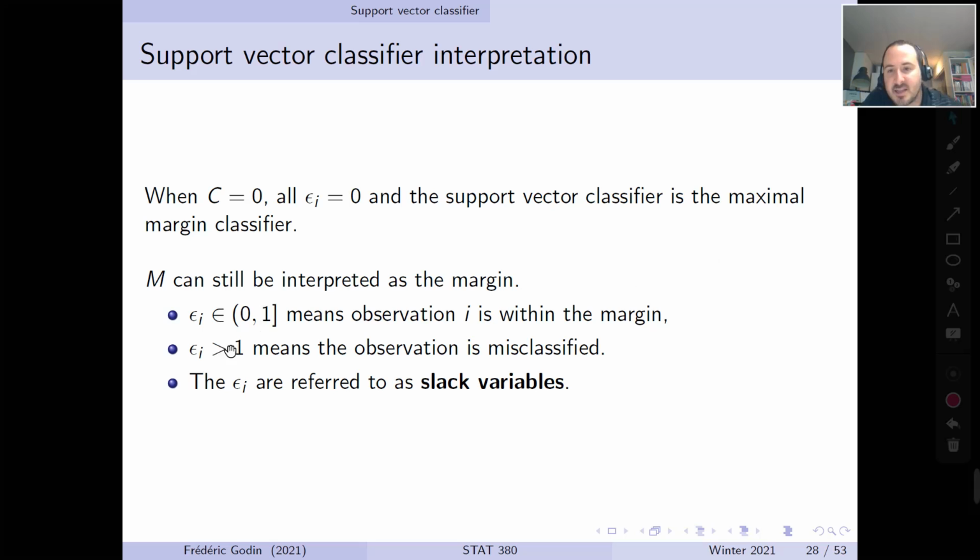And as we just discussed, whenever epsilon i is between 0 and 1, with 0 included, it means that observation i is on the right side of the hyperplane, okay, but it's within the margin, which wasn't allowed previously. And when epsilon i is greater than 1, it means that the observation is on the wrong side of the hyperplane. So this training observation is misclassified by the optimal hyperplane. Okay, so the epsilon i's are often called slack variables.